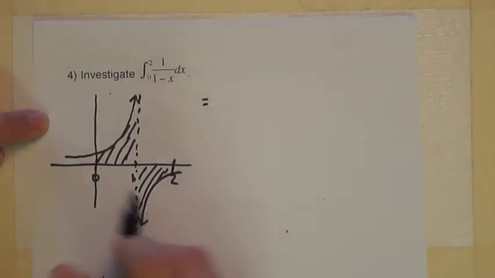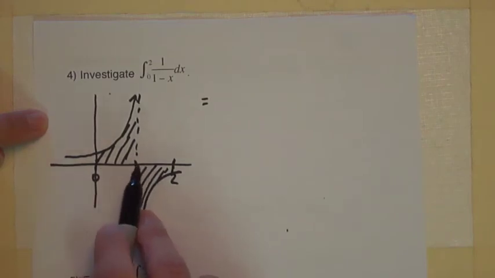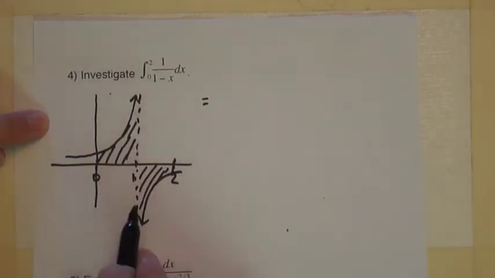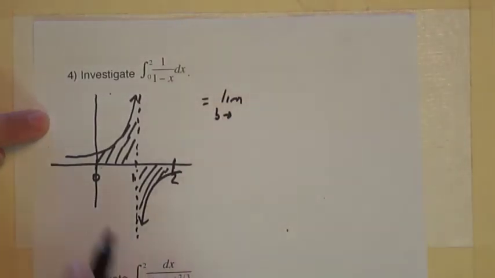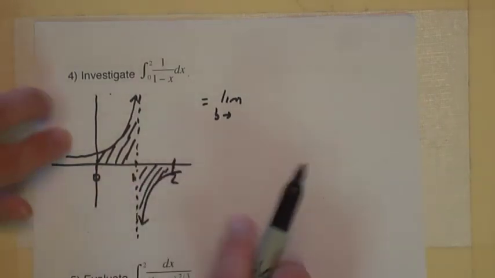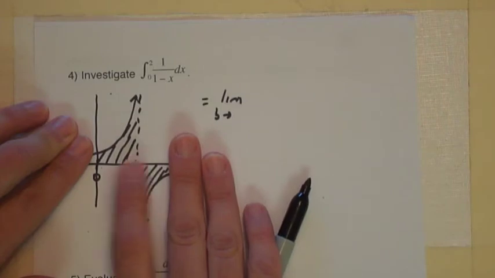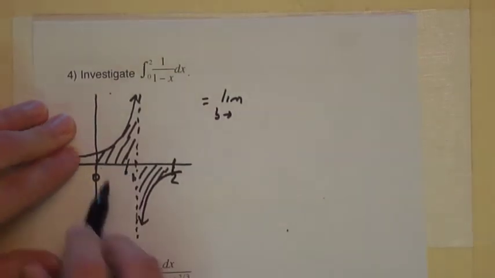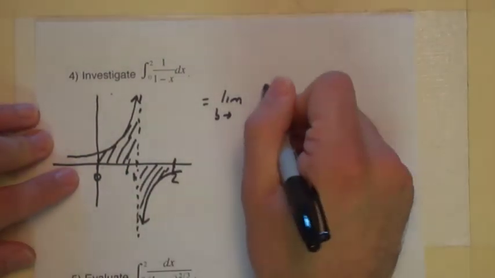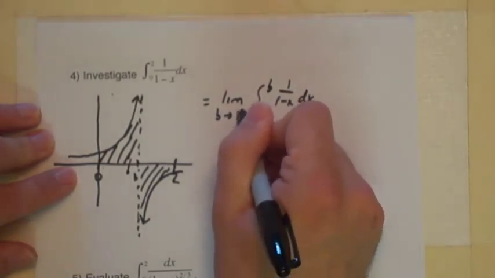Well, from the picture we see we have to split this up into 2 pieces. The area from 0 to 1, and then the area from 1 to 2, because there's this discontinuity at 1. So let's do the left one. For this region here, from 0 to 1, the endpoint that makes the integral improper is at 1, not at 0. So we're going to take the area from 0 to b and then push b towards 1 from the left.